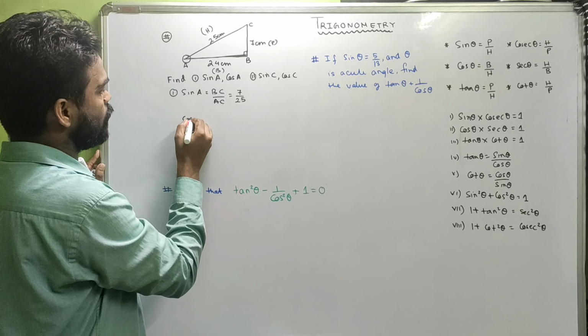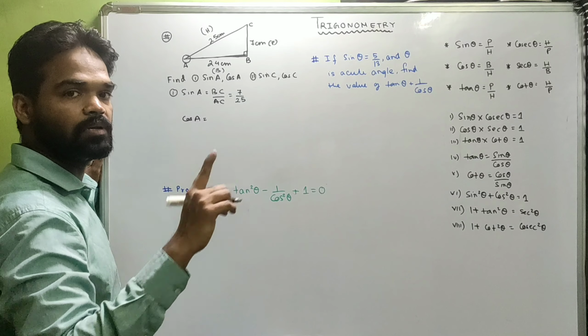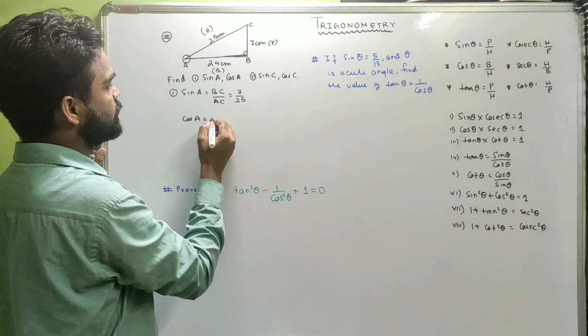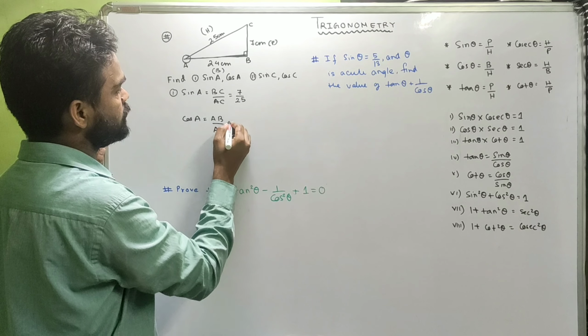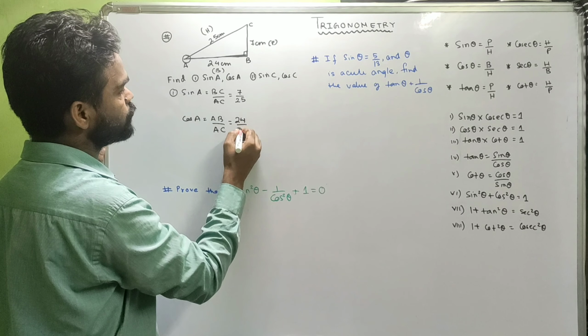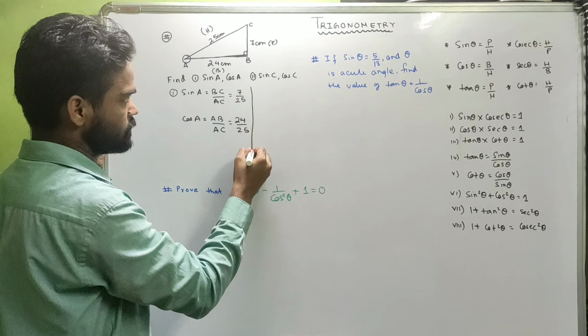They have asked cos A. Cos is base by hypotenuse. So base is AB by AC, which is 24 by 25. Done. No problem. Now look at this.